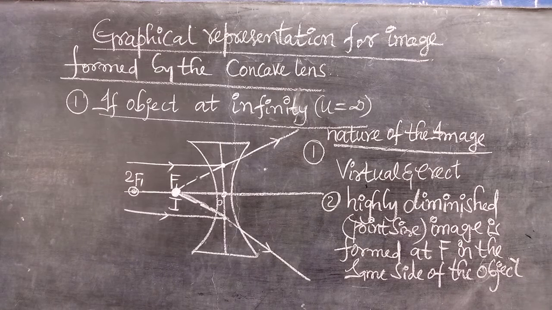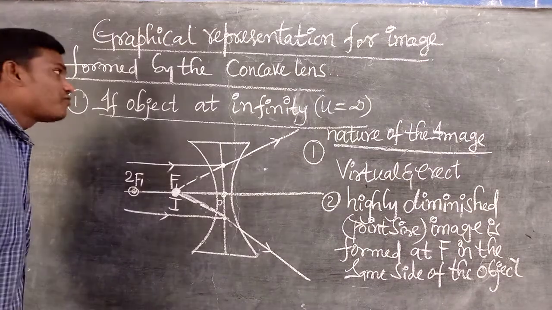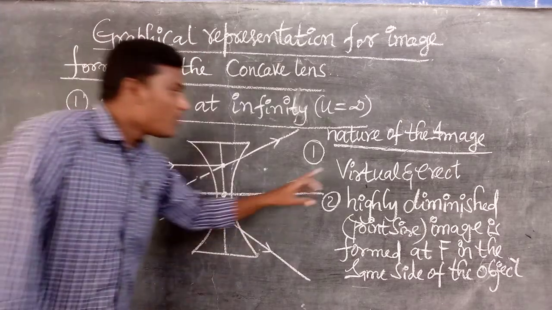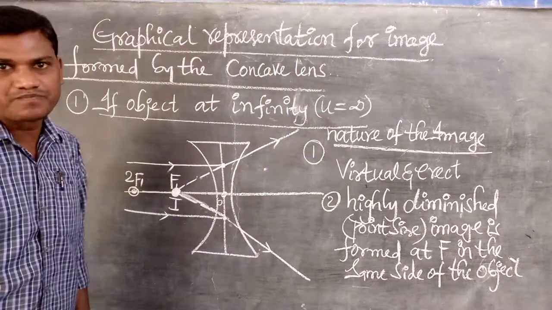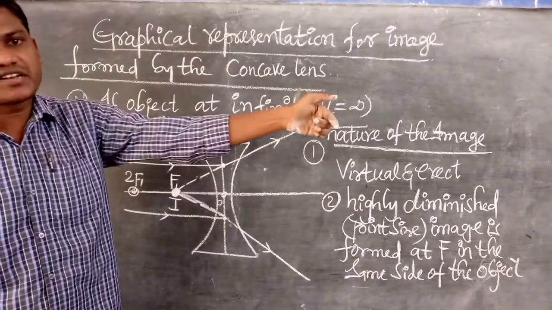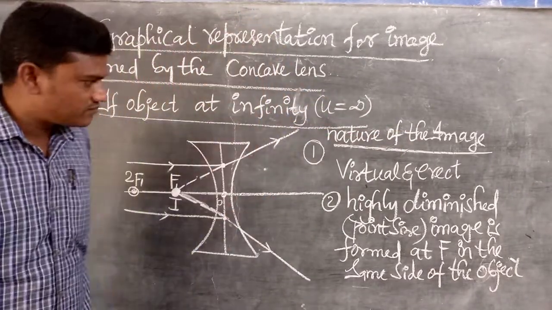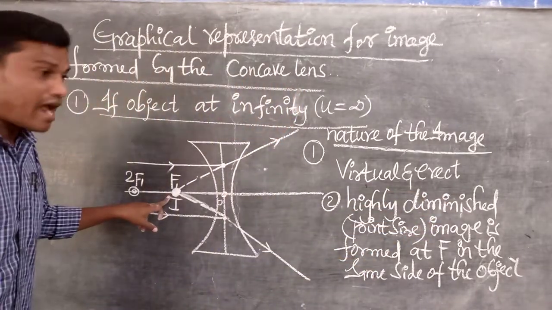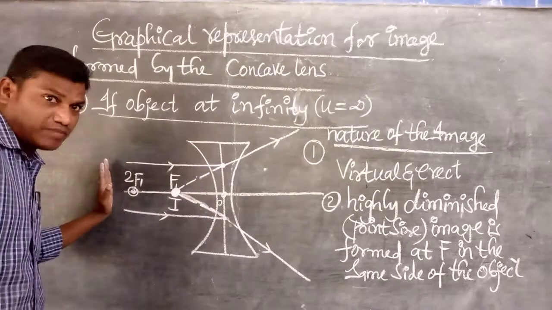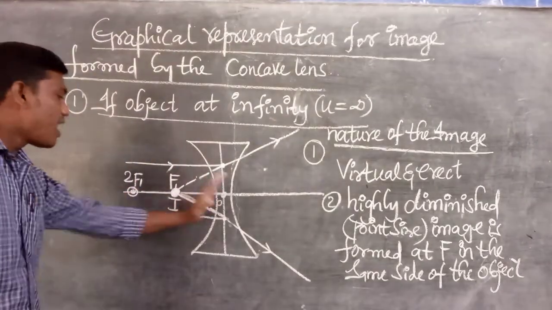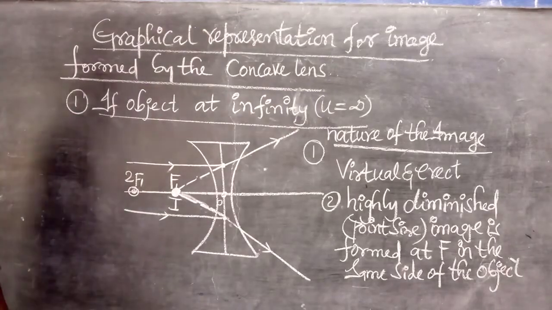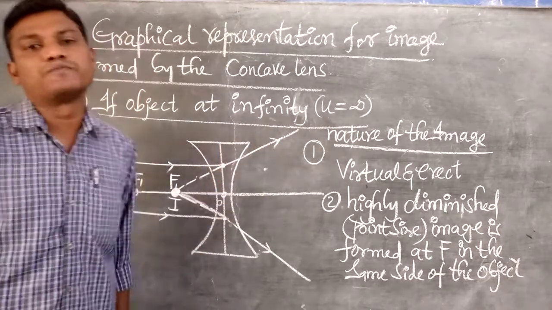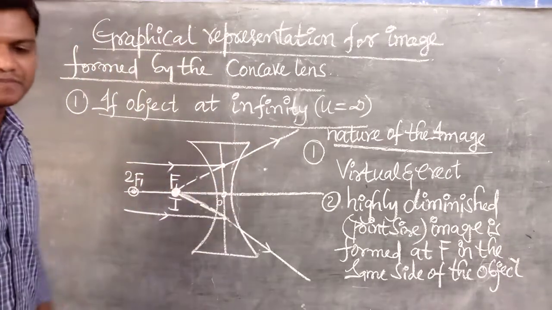So listen, what is the nature of the image formed by the concave lens when the object is placed at infinity? Virtual and erect image will be formed. Real is always inverted, virtual is always erect. Highly diminished or point size image will be formed at the principal focus on the same side of the object, because the object is on the left hand side and the image is also formed on the left hand side. This is the manner you observe in a Galileo telescope.